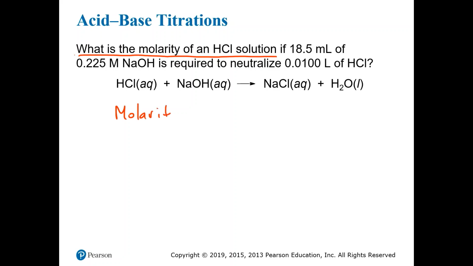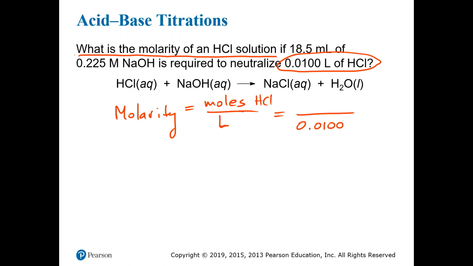Molarity, as a measure of concentration, is equal to the number of moles divided by the volume in liters. For HCl, this is going to be the moles of HCl divided by the volume of the HCl solution in liters. Now, they gave us the volume of the HCl solution in liters. They told us that it's 0.0100 liters. And so the only thing that we really need to find now is the moles of HCl.